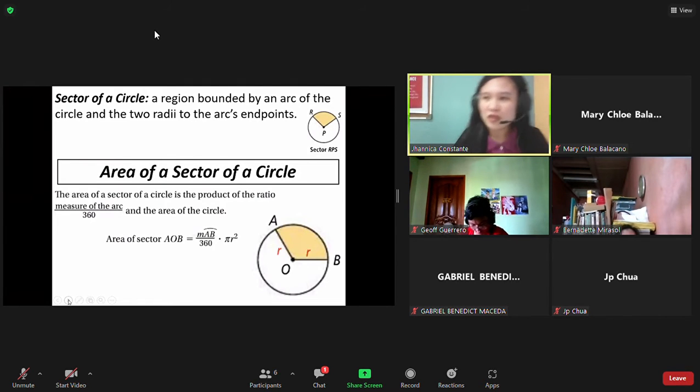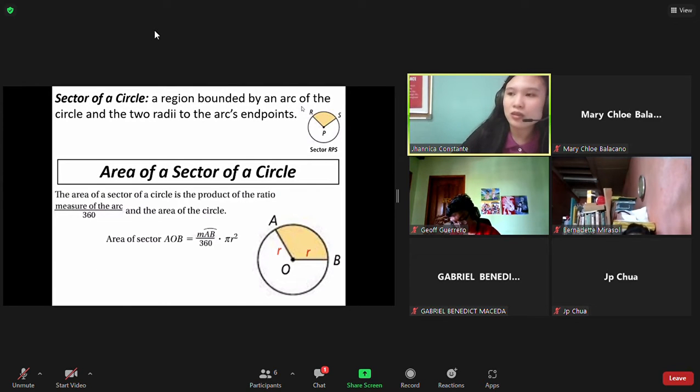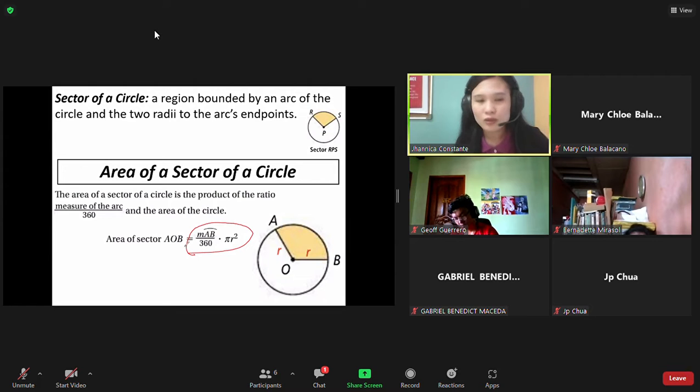So the area of a sector of a circle is the product of the ratio of the measure of the arc over 360 and the area of the circle. So we have the formula for the area of our sector, which is area of sector equals the measurement of the arc divided by 360 times the area of the circle, which is pi r squared.